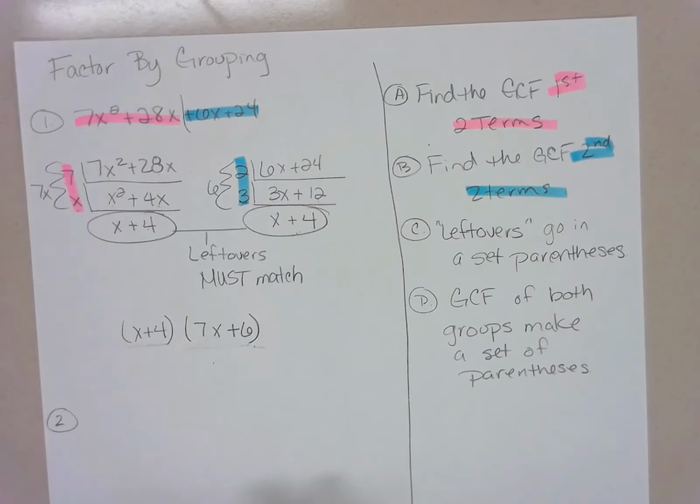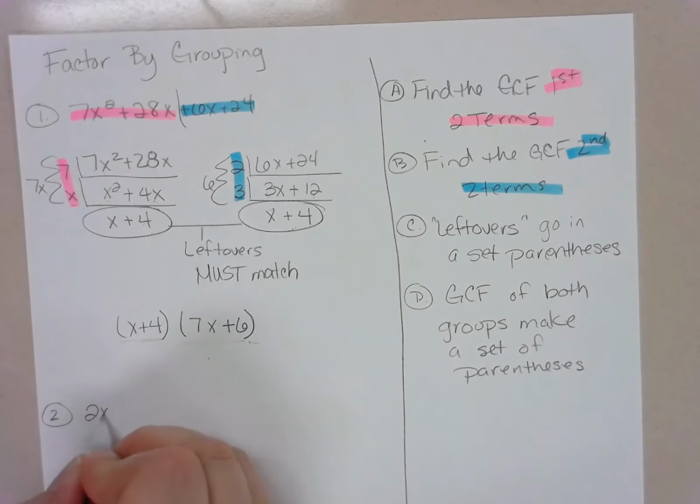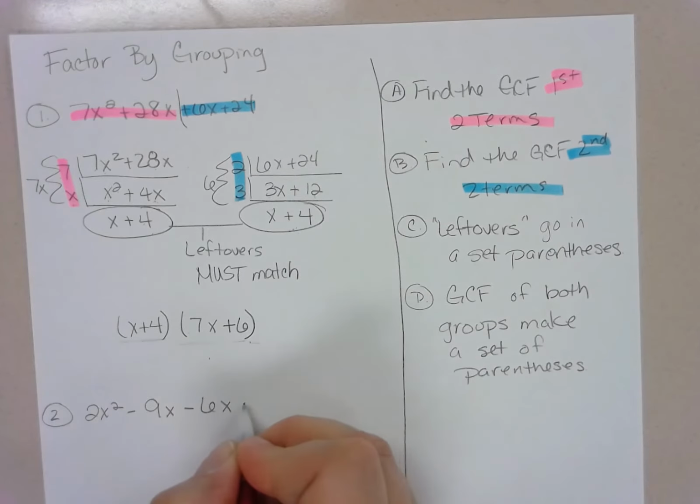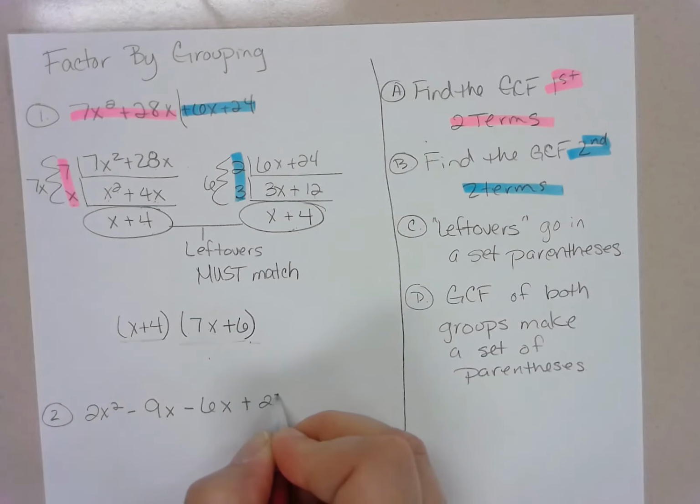So let's practice that again. Let's do 2x squared minus 9x minus 6x plus 27.